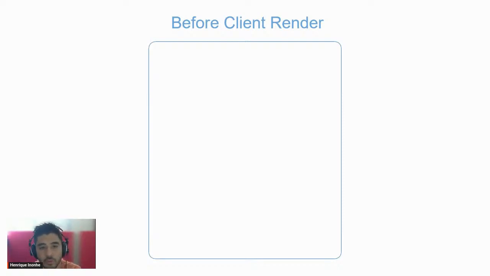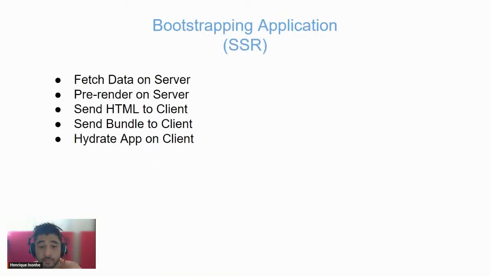So to solve this issue, we introduced SSR, which stands for server-side rendering. Now, with SSR, the process is a little bit different, a little bit more complex. We have some more steps. So when we bootstrap an SSR application, we first have to fetch data on the server to fill in the gaps that we're going to have on the page. We then do a pre-rendering of that page on the server. We generate some actual HTML that's going to resemble how your real application looks. We send that HTML to the client, then we send the bundle to the client, and then we hydrate the app.